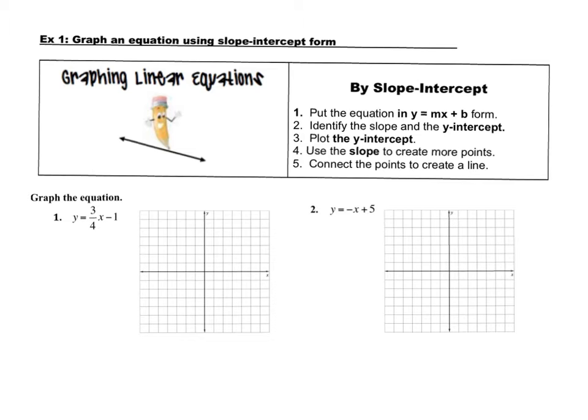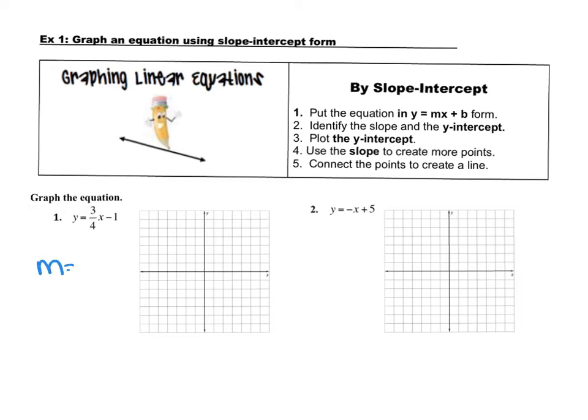We need to plot the y-intercept. We're going to use the slope to create more points, and then we're going to connect the points to create the line. So let's see what that looks like. First of all, we have this equation, y is equal to 3/4 x minus 1. So this one is already in the slope-intercept form. So now let's go ahead and identify the slope and the y-intercept.